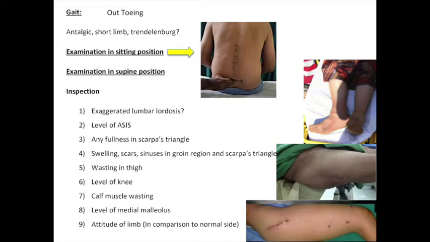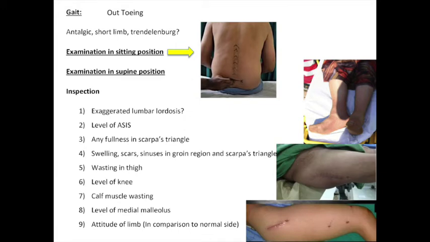So if there was scoliosis on standing, you have to definitely do a sitting test whether it disappears or not, and then move ahead to the examination in supine position. The first part would be inspection. You look for exaggerated lumbar lordosis. More often than not, it is not there in such cases.